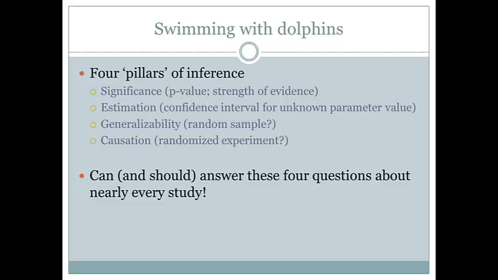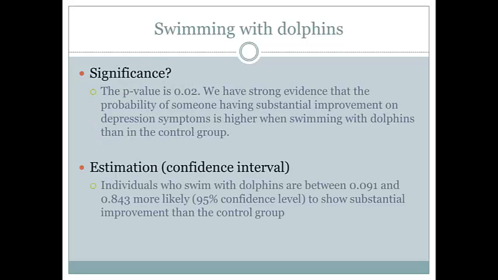Let's see how this works on the Swimming with Dolphins data. First, significance. The p-value here is approximately 0.02. This means we have strong evidence that the probability of someone having substantial improvement on depression symptoms is higher when swimming with dolphins than in the control group.